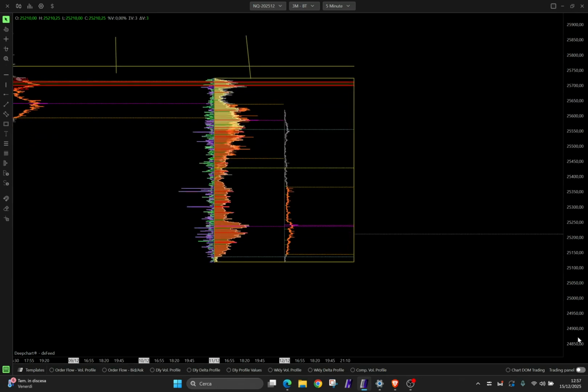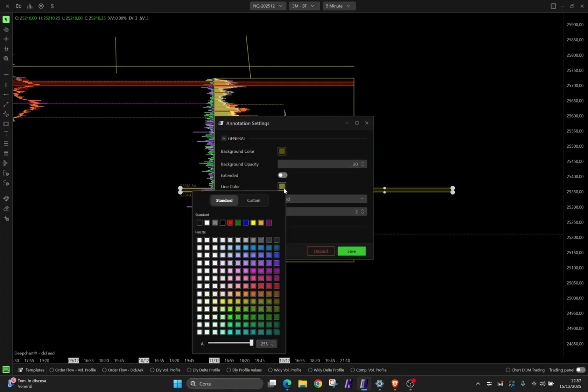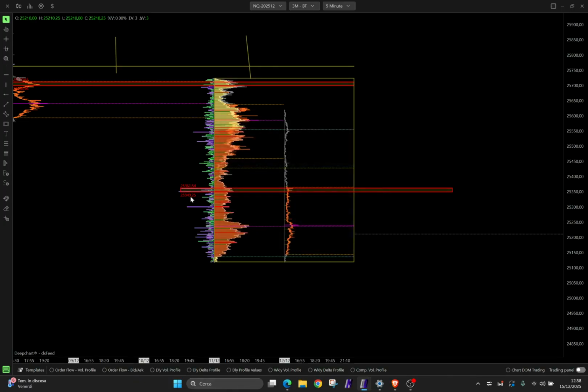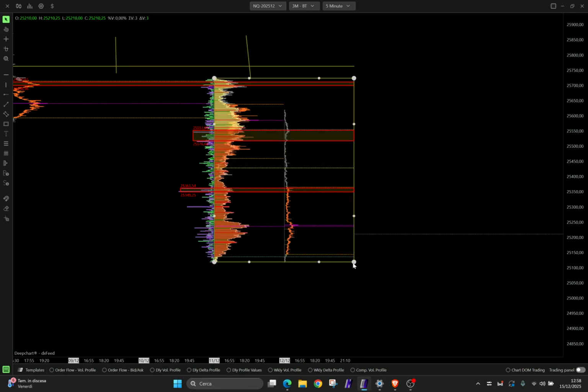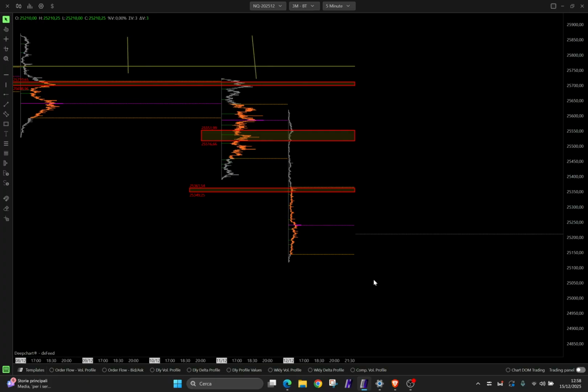Now, let's go through it together, guys. I can see two levels. I can see this cluster here, that is a delta plus overlap. So is the value area rejection high, is this one. We have here this situation, and we have this cluster here. This is the situation that we have.